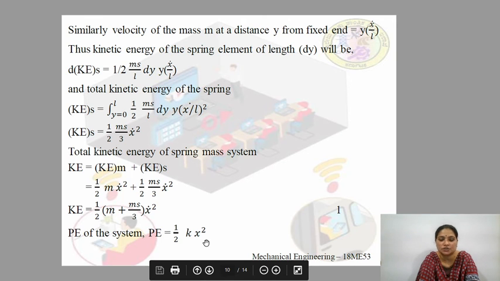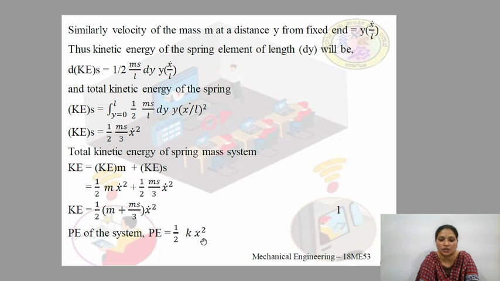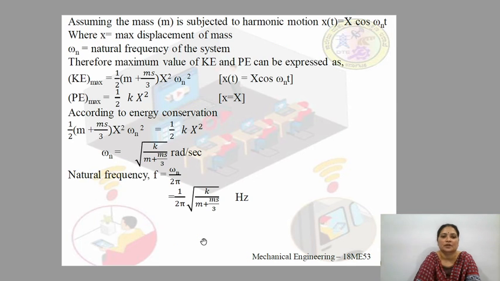Potential energy is equal to half into k into x square. Now, assuming that the mass m is subjected to harmonic motion, let us consider the harmonic motion is x of t is equal to X cos omega n t. Then what does X represent here? X represents the maximum displacement of mass and omega n represents the natural frequency of the system.